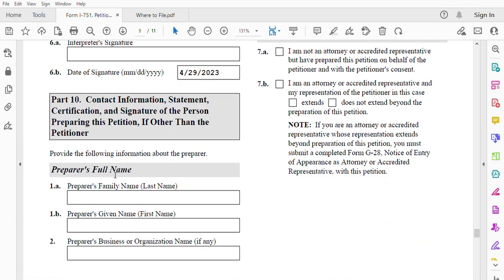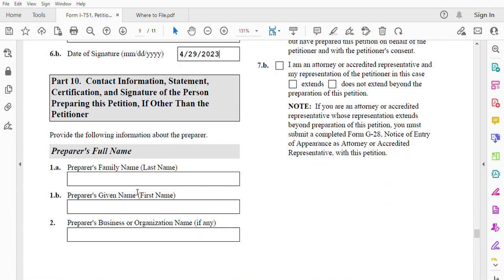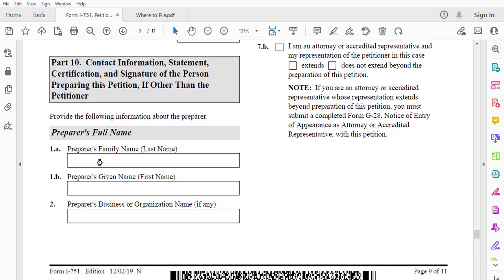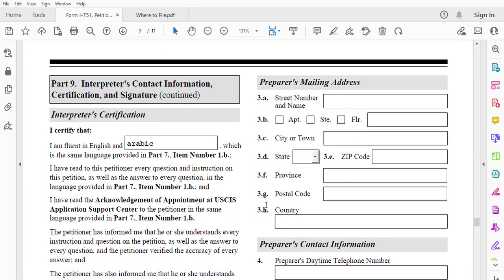Preparer's full name. So you're going to put my information as well right here, because I interpreted it for her, and as well I prepared this form. It's Baker, Robert. I don't have an organization. Preparer's mailing address is the same thing.